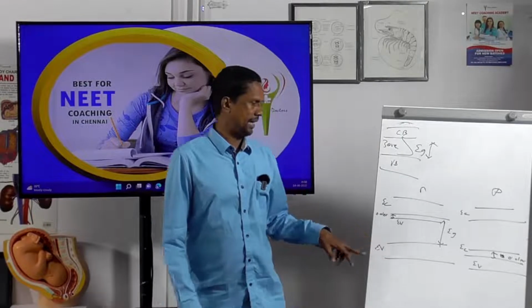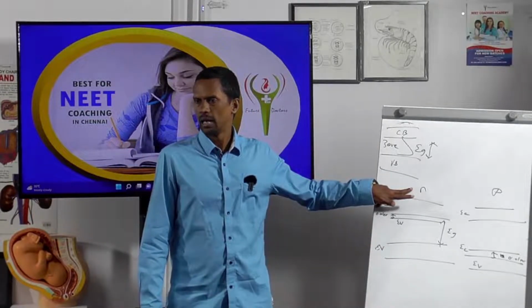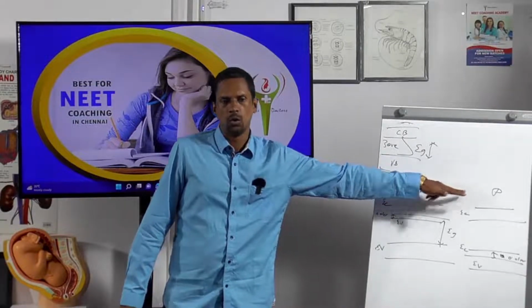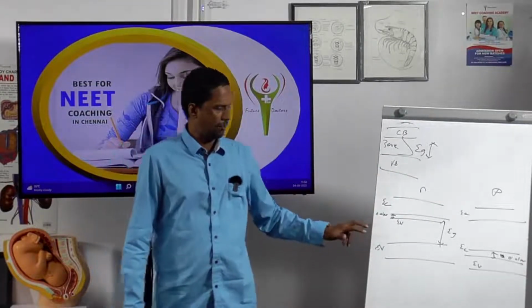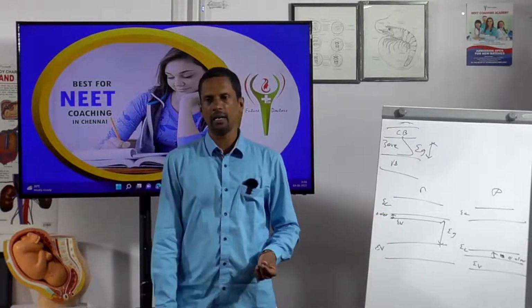Now what is n-type? You know very well. N-type has excess electrons, and p-type has excess holes. Now this is the energy gap. Now what I am doing is doping, after doping.